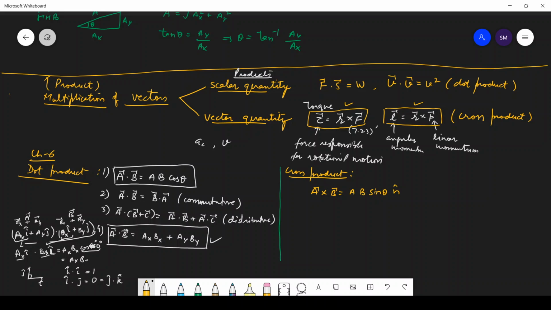So you can look at figure 7.15. That's the figure you need to see. A cross B: suppose this is your vector A, and this is your vector B.